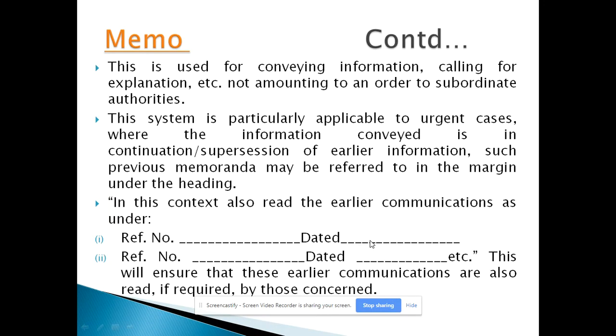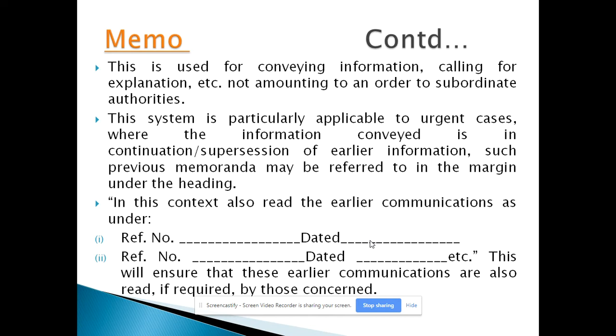Fine. So now the next is memo. Memo is used for internal communication, and mostly it happens when some kind of disciplinary action is being taken. At that moment the higher authorities write the memos. It is used for conveying information and calling for explanation, as explanation means some wrong thing has taken place and now the officials are asking for explanation, amounting to an order to subordinate authorities.